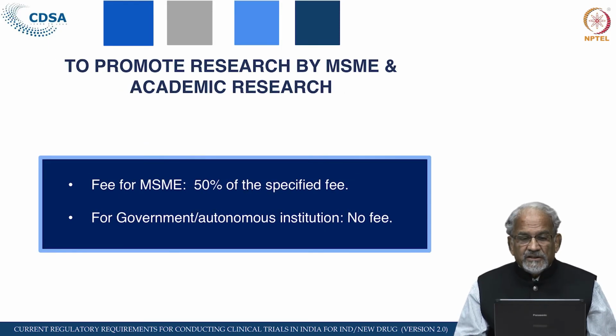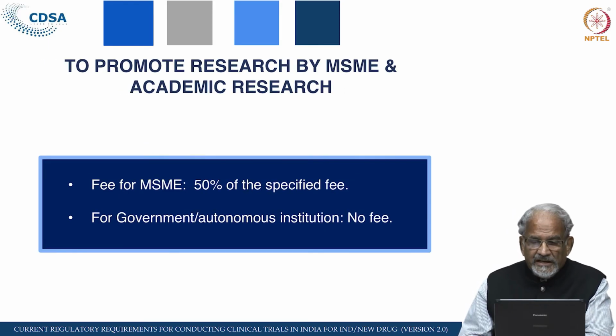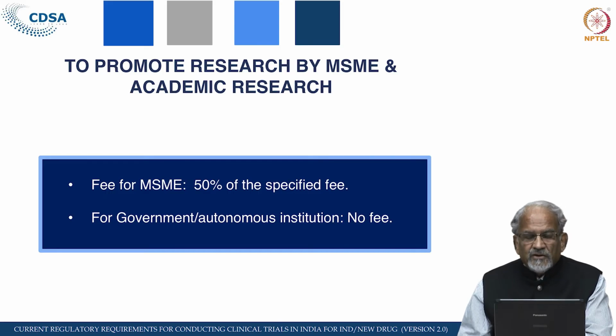To promote research by small scale industry and academic research, the fee is 50%, and for the government and autonomous institutions, there is no fee. So, there is a reason to smile for the academic institutions, that the government has waived off the complete fee for academic institutions to promote research in India.